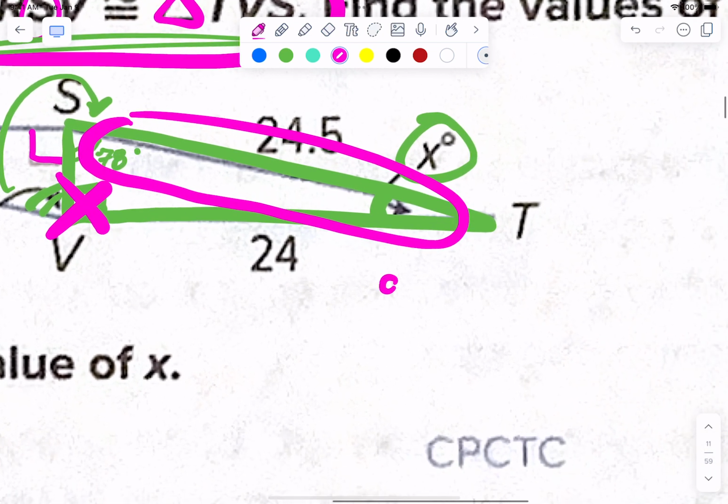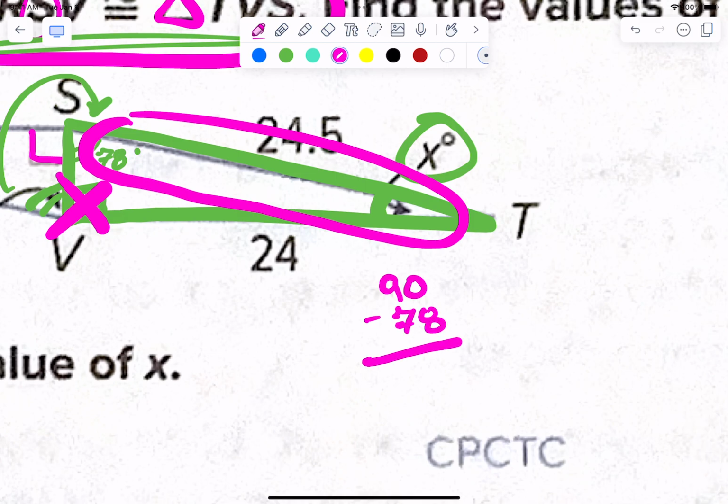The other 90. So I can just take 90 minus 78. Got it? What's that? 12. X is 12 degrees. Got it? Think smarter, not harder. Don't add them up and subtract from 180. Subtract those two from 90.